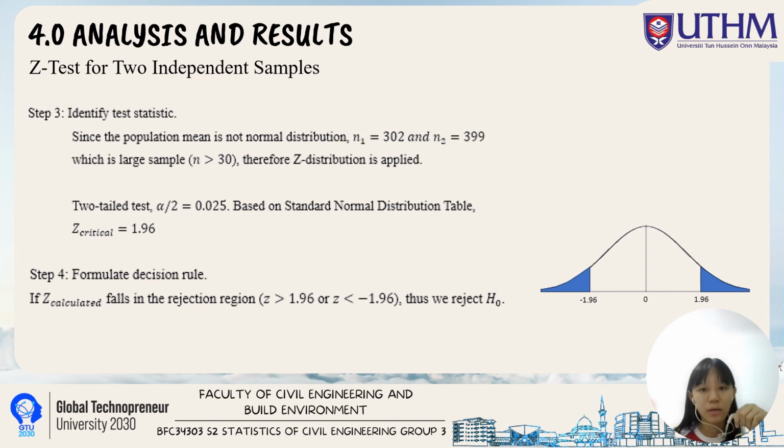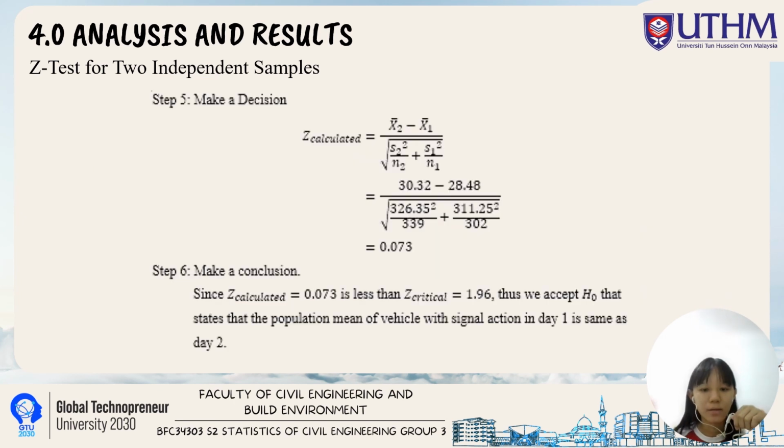Step 6, make a conclusion. Since the Z calculated equals 0.073 is less than Z critical equals 1.96, then we accept H null, which states that the population mean of vehicle with signal action in day 1 is the same as day 2.